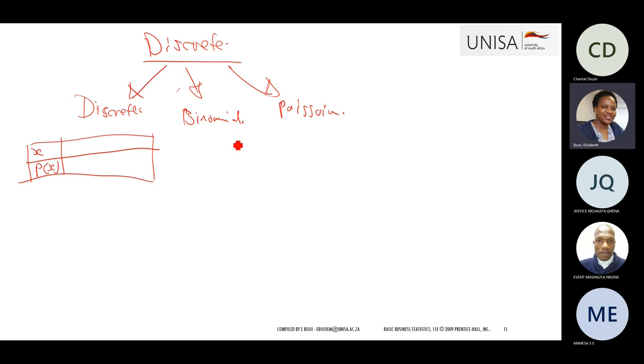So with binomial and Poisson, in the exam, usually they don't ask you to use the formula to calculate, but you need to know how to use the formula. For binomial, to find the probability, it is given by the combination rule times the probability.